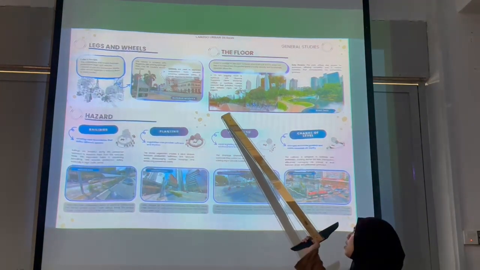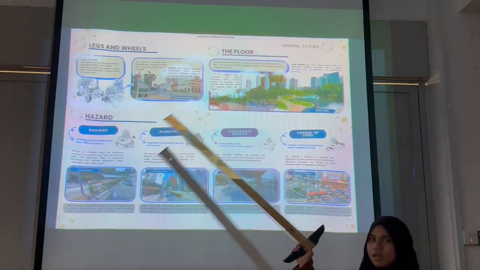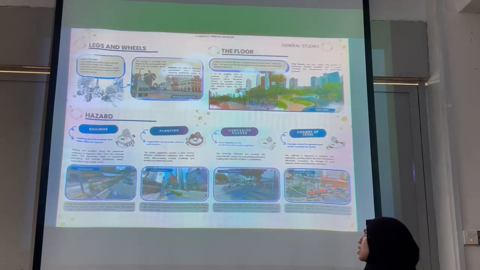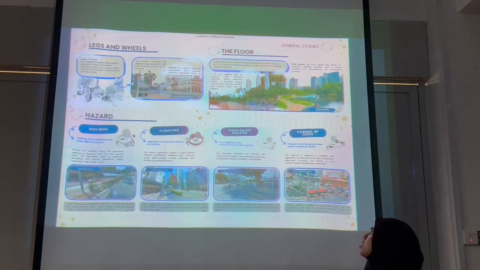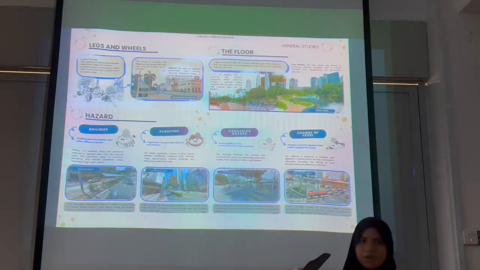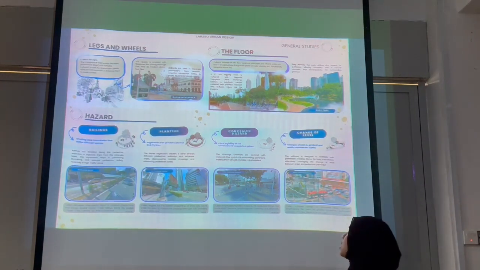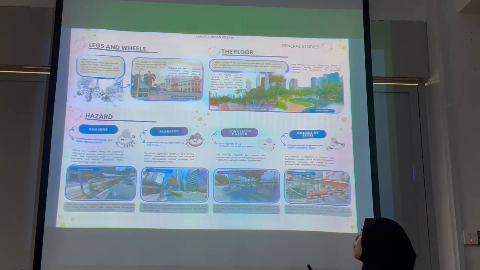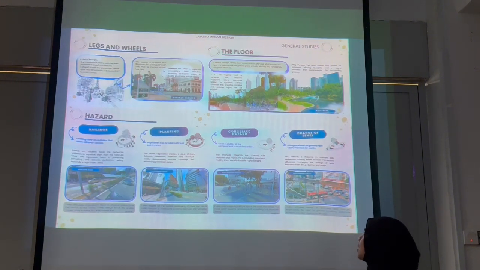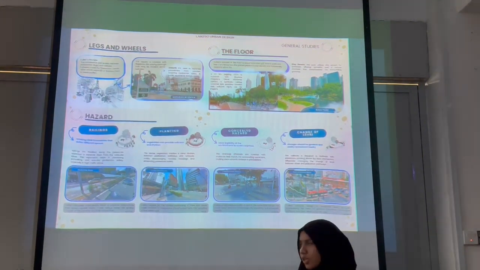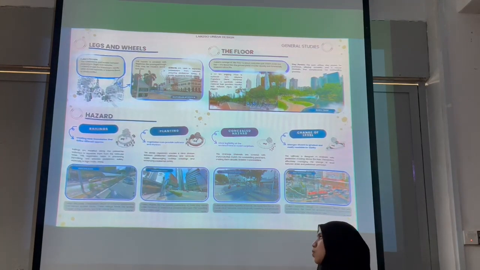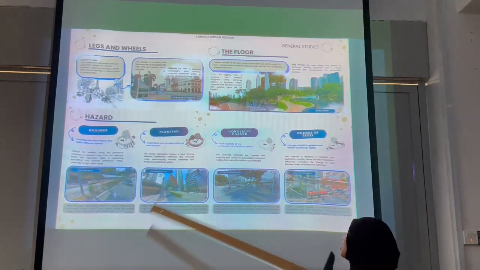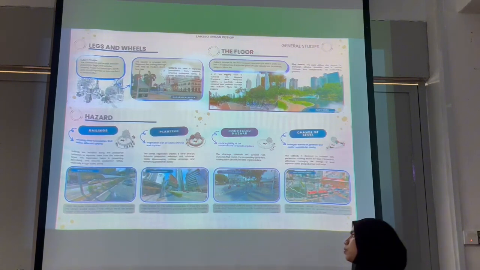And here, the jogging track is about 1.3 kilometers. The surface is made of ethylene propylene diene monomer, or EPDM, a synthetic rubber that provides comfort and reduces injury risk for joggers. And the next one is hazard. There are 4 types of hazard, which are railings, planting, concealed hazard, and change of level.